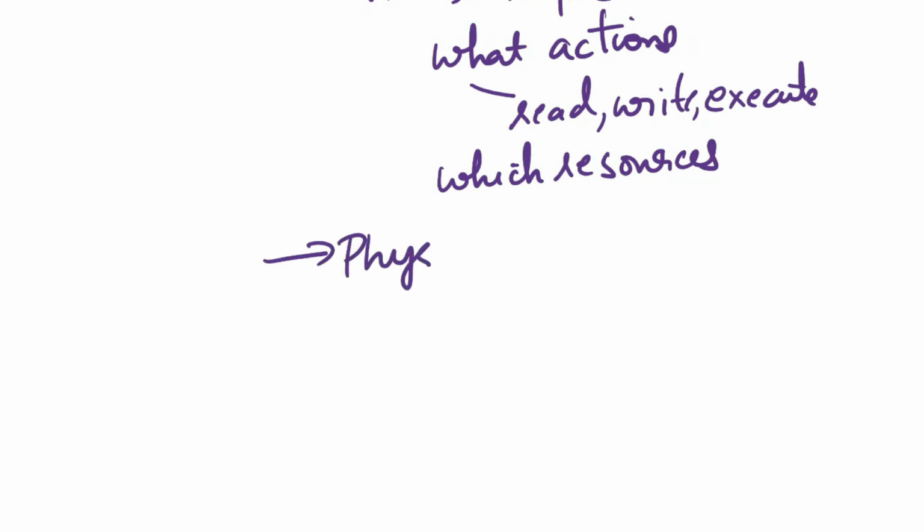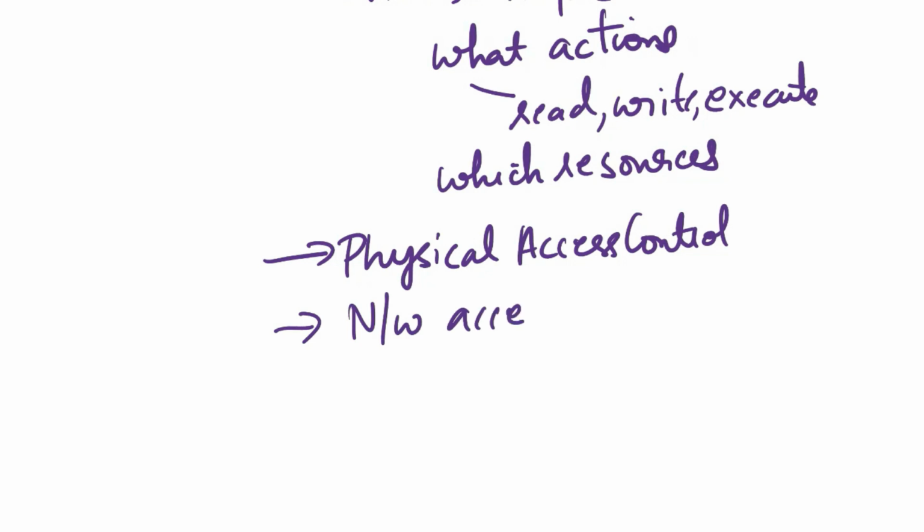First is physical access control. This is restricting physical access to facilities, server rooms, or data centers using methods like keycards, biometric scanners, or security personnel. Next is network access control. This is controlling access to network resources, devices, and services. This often involves firewalls, routers, and VPNs.